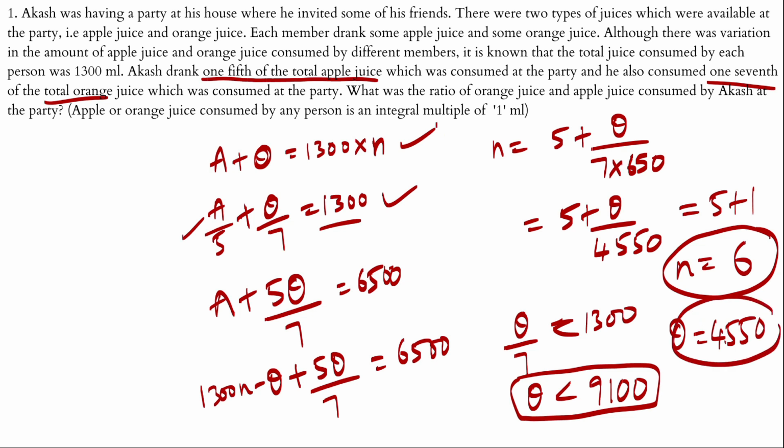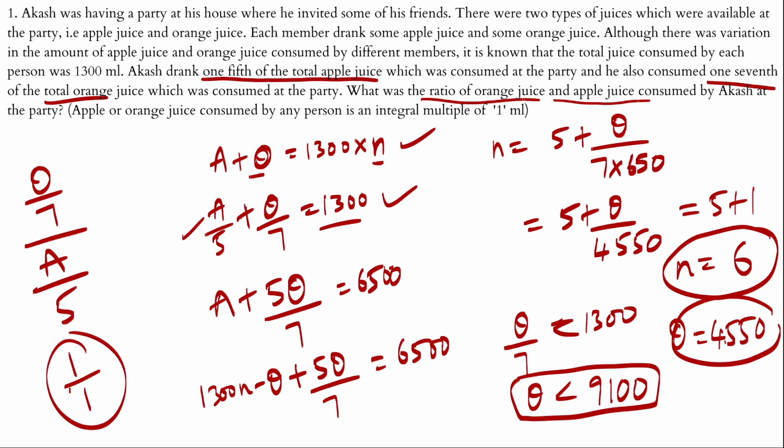But what are we asked? We are asked to find the ratio of orange juice and apple juice consumed by Akash. What is the ratio? The ratio of orange by apple is O by 7 by A by 5. This is the ratio which we must find out. We substitute the O value 4550 and the n value we got here, and we get A. Substituting, we get the ratio as 1:1. So the ratio in which Akash consumed apple and orange juice is 1:1.